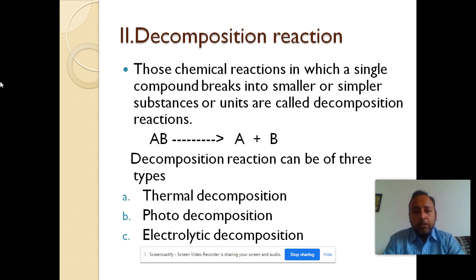Decomposition reaction. These are chemical reactions in which a single compound breaks up into smaller substances. Like AB is a single substance and it's converting into A and B. So the reactant is a single compound and it's converting into two different elements, A and B. That is named a decomposition reaction. And decomposition reactions are of three types: thermal, photo-decomposition and electrolytic decomposition. Before going further, we will discuss these three types.